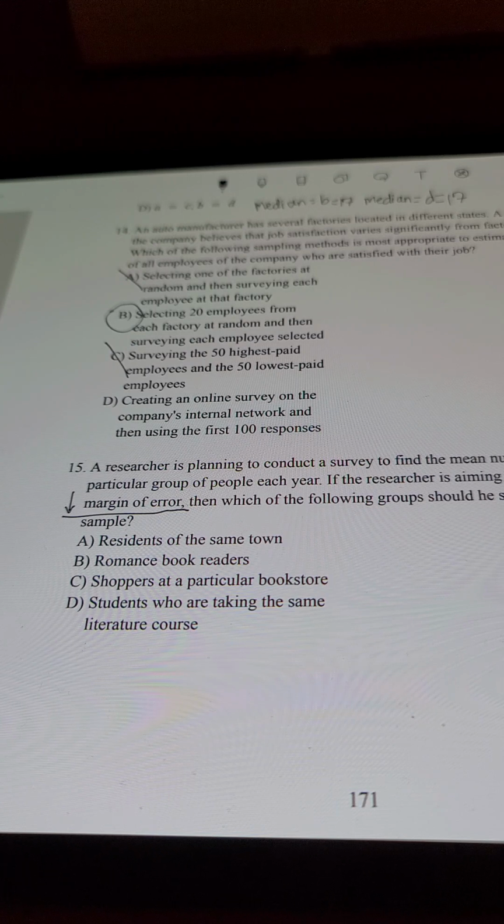And then shoppers at a particular bookstore are more similar to the residents of the same town. That just tells us that they go to that bookstore and that they read, not that they read on the same schedule in any way. So it would be D.